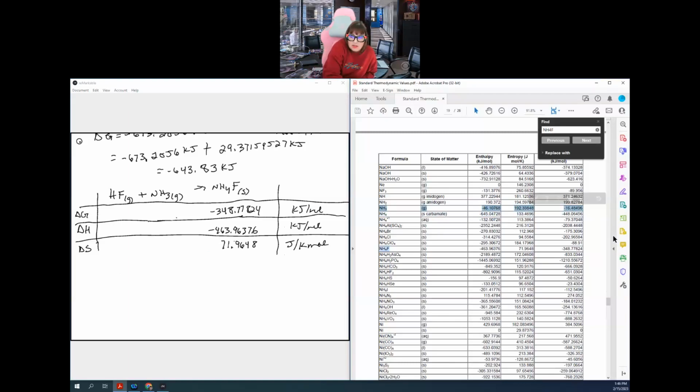Okay. NH3 gas, our delta G is negative 16.48496. Our delta H is going to be negative 46.10768. And our delta S is 192.33848. And then we can go find our HF.